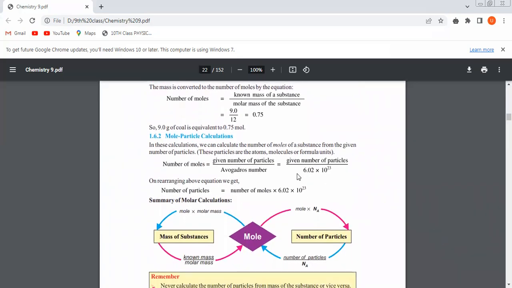Mole-particle equation calculations. In these calculations, we can calculate the number of moles of a substance from the given number of particles. These particles are the atoms, molecules, or formula units. So number of moles = given number of particles divided by Avogadro number, where the Avogadro value is 6.02 × 10^23. On rearranging the above equation, we get number of particles = number of moles multiplied by 6.02 × 10^23.